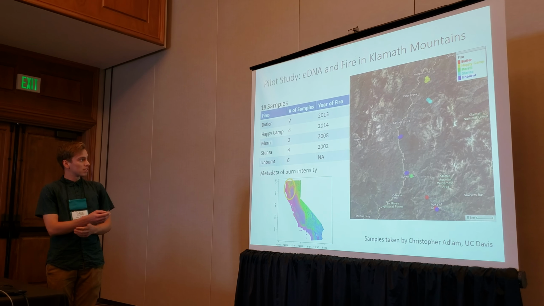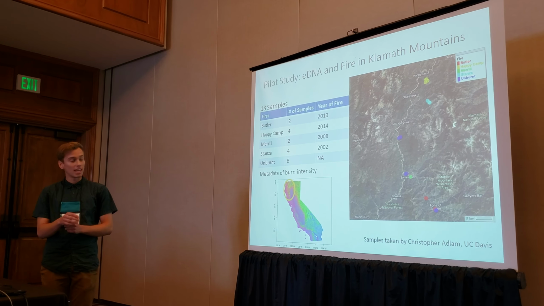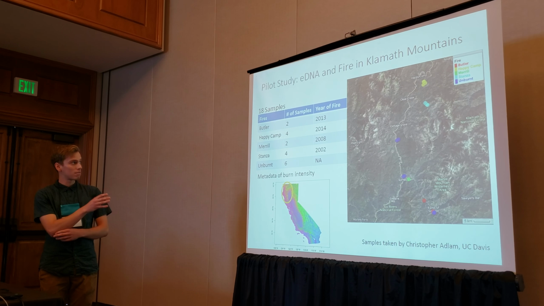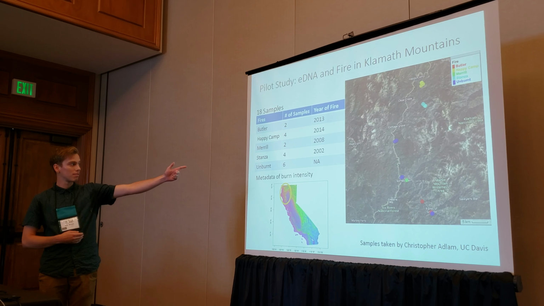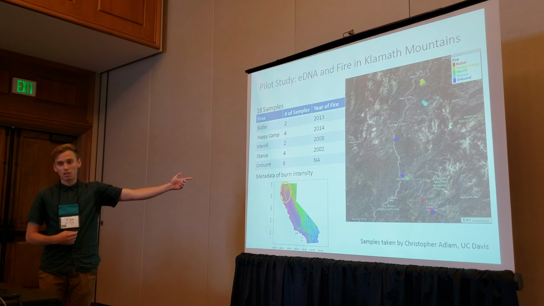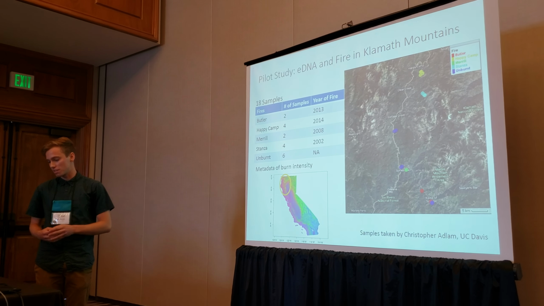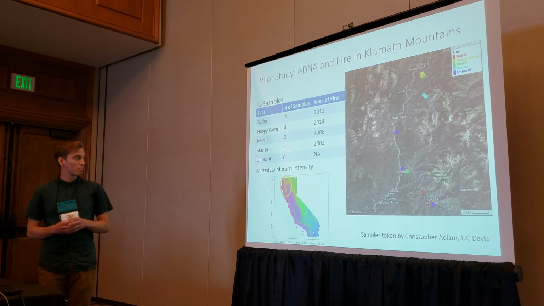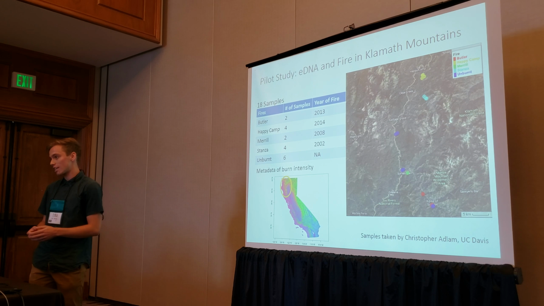So how we did this study was sampling. In one summer, we took 18 samples over 4 different fire sites, and you can see up there the years where these fires burned, as well as adjacent unburned areas, and we grouped them together for the sake of these analyses. And we took metadata with all these samples, including things like burn intensity.